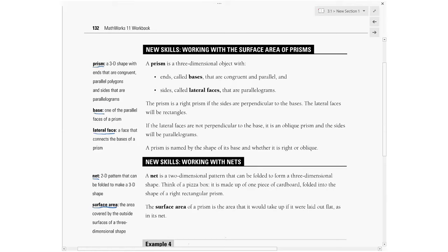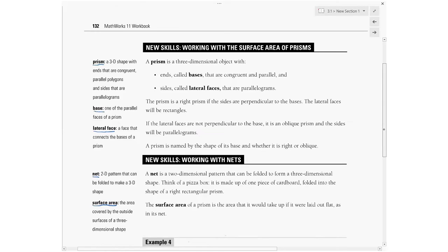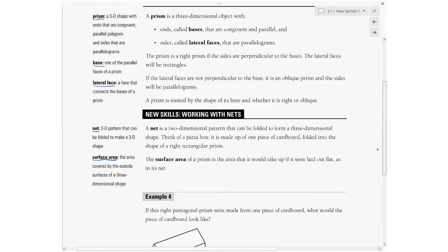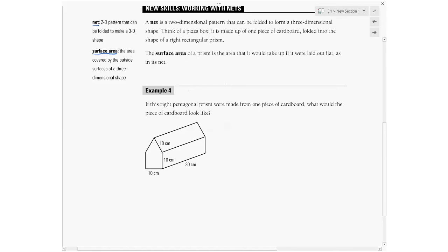If the lateral faces are not perpendicular, it's an oblique prism and the sides will be parallelograms. The prism is named by the shape of its base and whether or not it is right or oblique. Okay, so nets you guys have dealt with before. It's a two-dimensional pattern that can be folded into the form of a three-dimensional shape.